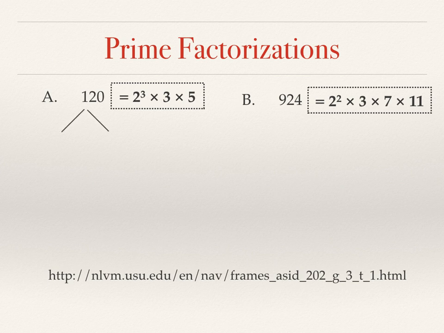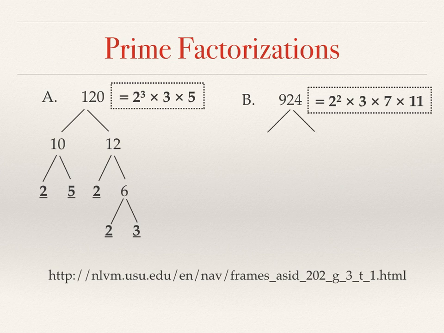We can represent 120 as 10 times 12. The number 10 can be written as 2 times 5. 12 can be written as 2 times 6, and 6 as 2 times 3. None of the numbers that remain can be broken down further because they're prime, so we can write 120 as 2 times 2 times 2 times 3 times 5.